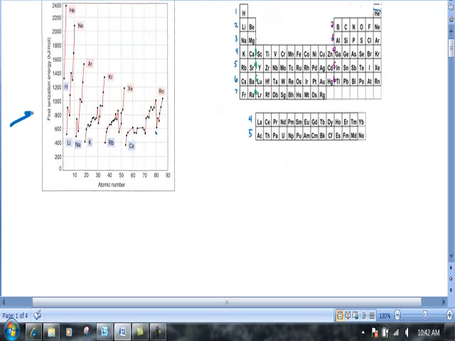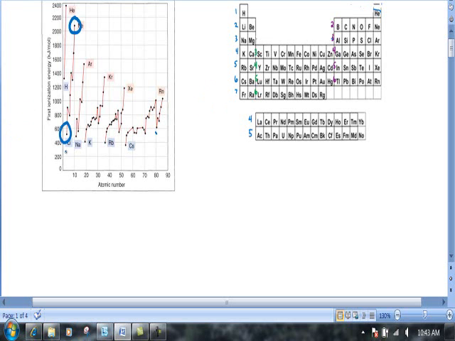If we examine a table of first ionization energies, we can see a relationship between the first ionization energy and the position of an element on the periodic table. Let's take a look at these trends and why these trends exist for first ionization energy.